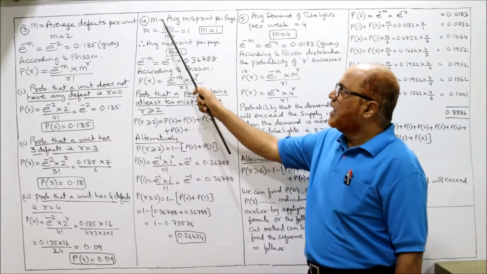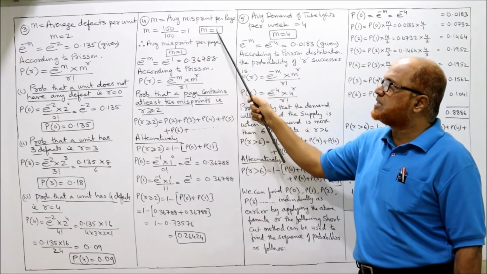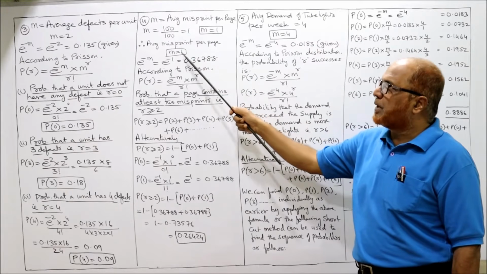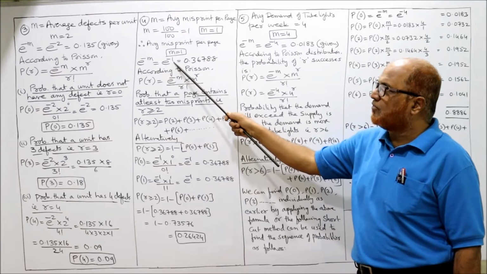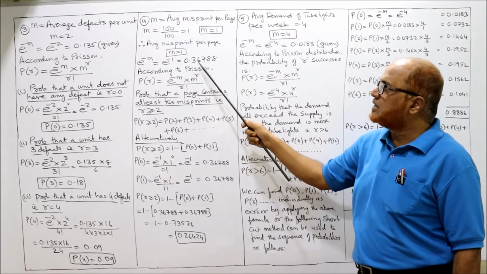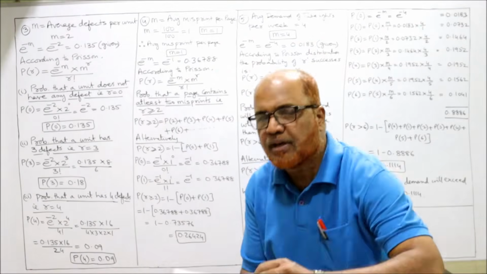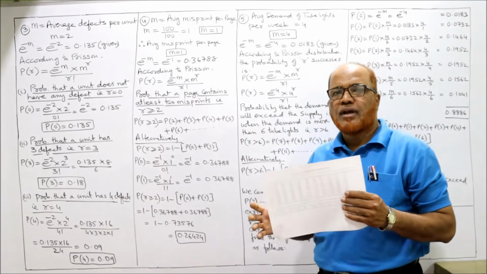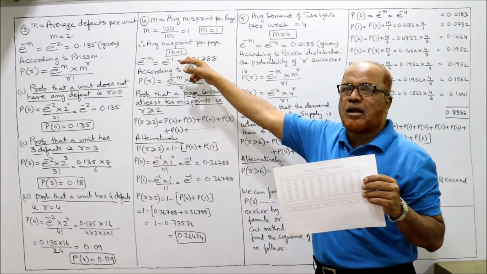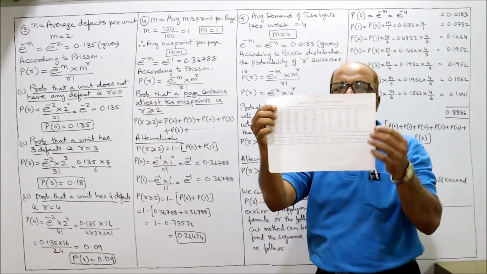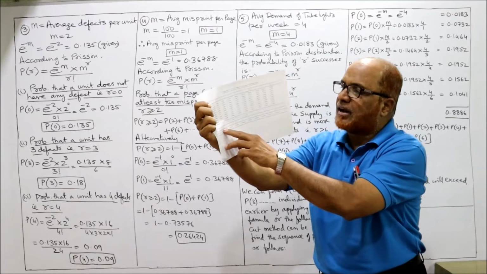So m is equal to the average misprint per page, 100 by 100, which is equal to 1. So m is equal to 1. Now e to the power of minus m, e to the power of minus 1, is 0.36788. You can get it from the table. It is not given in the problem. You have to refer to the table because m is a whole number. So you have to see the small table below: e to the power of minus m, under 1.